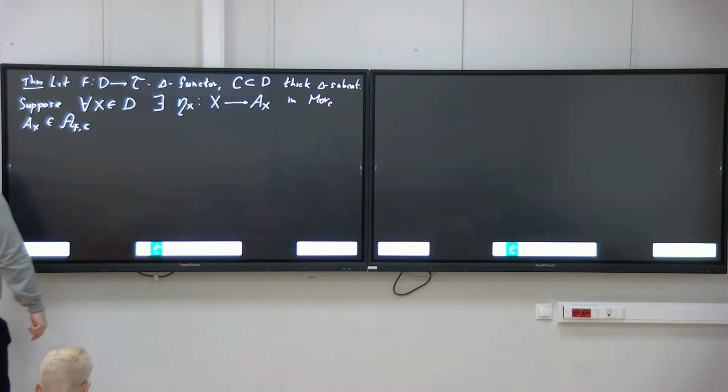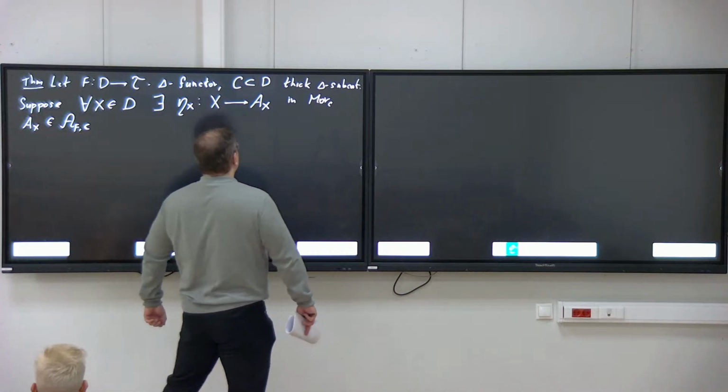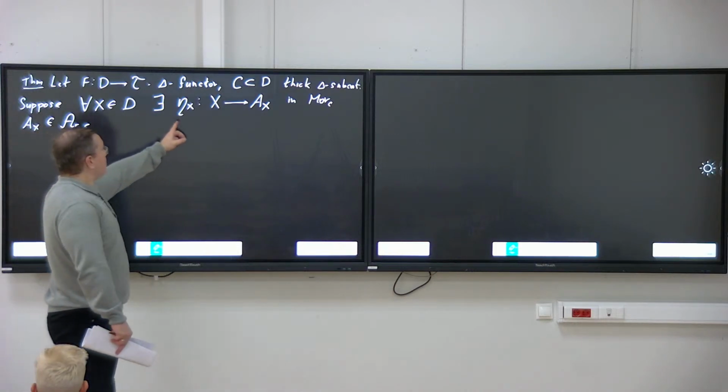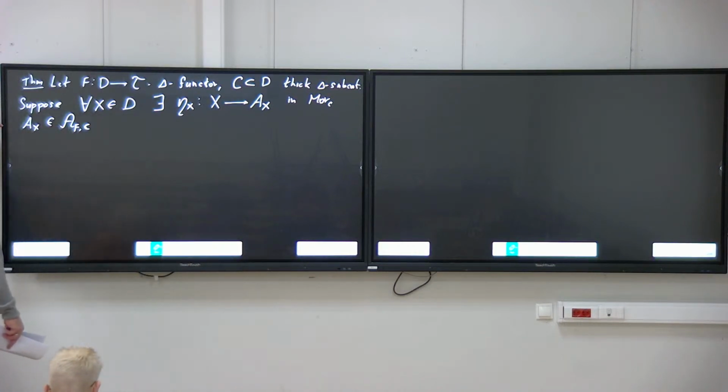and object A sub X is in the category of acyclic objects for the functor F and the subcategory C. So essentially the assumption is, well, you can think of the example. For example, take D to be the homotopy category of some abelian category. C is the subcategory of acyclic complexes. Then Mor C is exactly the class of the quasi-isomorphisms. So essentially I'm saying that for any object there is a resolution, a quasi-isomorphic object which is acyclic for the given functor. So essentially the statement is, if we have a functor and for any object there is an acyclic resolution for this functor, then there is a derived functor.